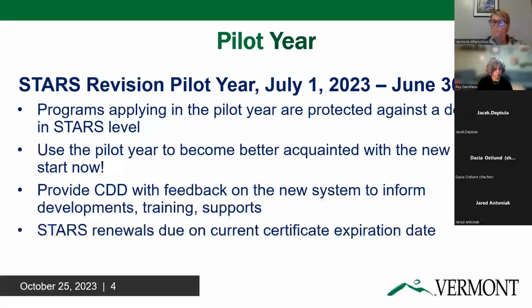We also made sure that we included a pilot year. It's hard to believe that we're almost halfway through our pilot year. Our pilot year ends in June, at the end of this fiscal year 24, June 30th, 2024. So any program that's applying in this pilot year will be protected against the decrease in STARS level. We want all programs to use this year to become better acquainted with the new STARS system.